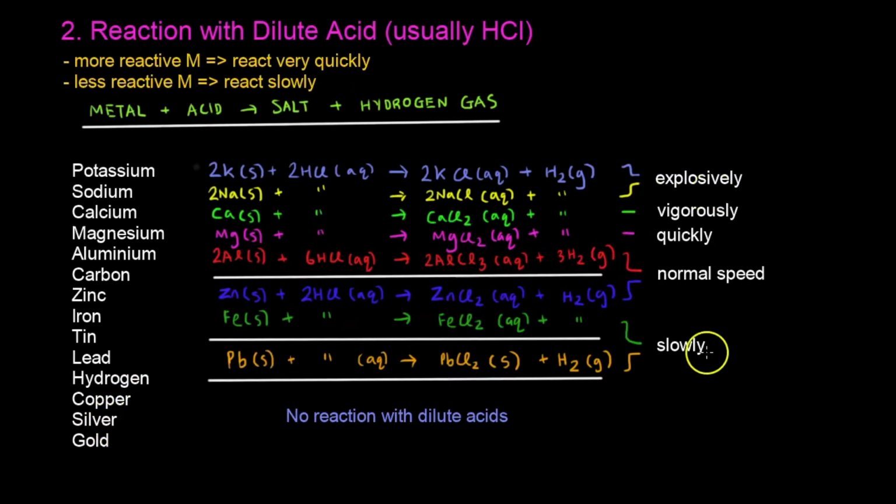Let's look at how fast or slow the reaction is. You can see that potassium and sodium react explosively. Calcium is just vigorous, means it's fast. It's faster than fast, but it's not explosive. Whereas magnesium is just fast, whereas aluminium and zinc is normal reaction, normal speed, and iron and lead react very slowly. Means you have to wait very long for the reaction to complete. And that is all for reaction with dilute acid.